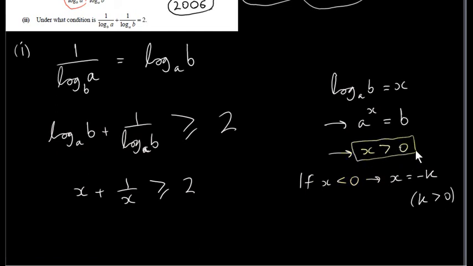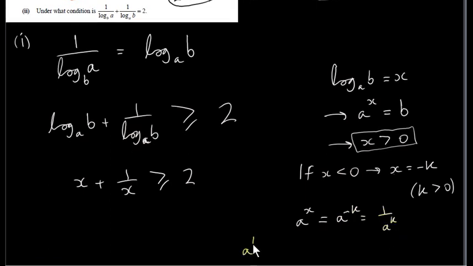We've already shown that x is not equal to 0. But let's see what happens if x was actually less than 0. If x was less than 0, then x would equal minus k, where k is some positive number. That would mean that a to the power of x would equal a to the power of minus k, where k is some positive number. Well, a to the power of minus k is 1 over a to the power of plus k.